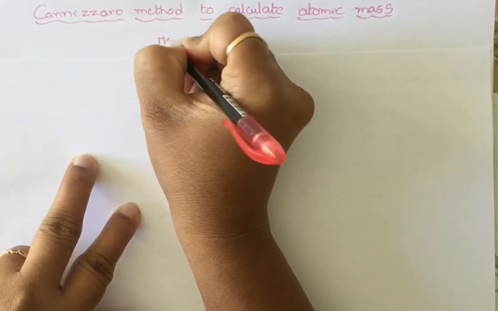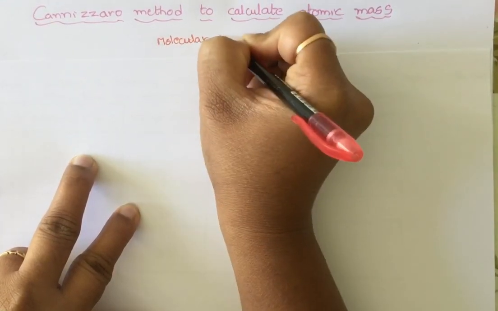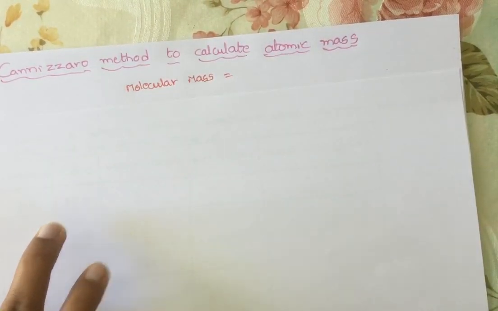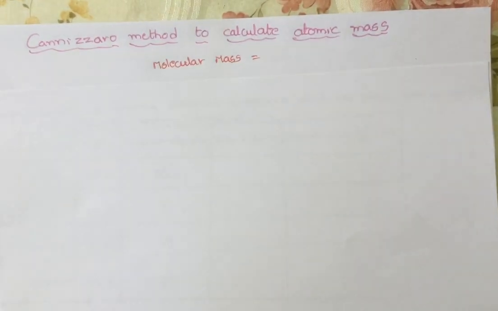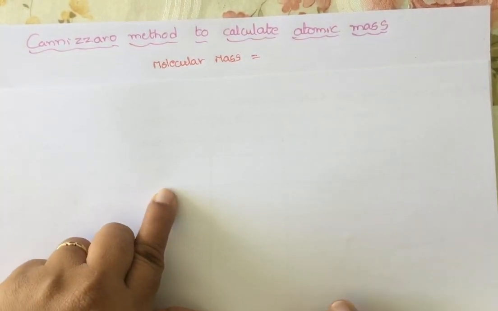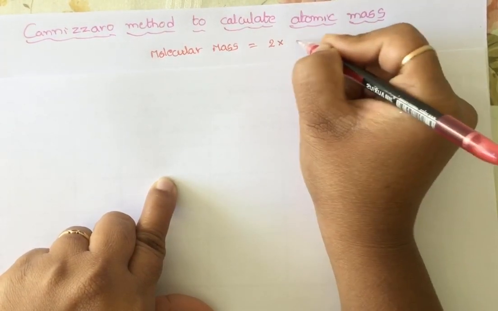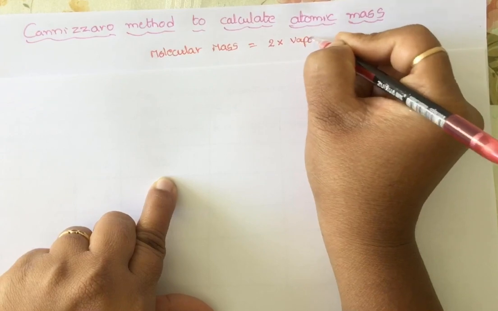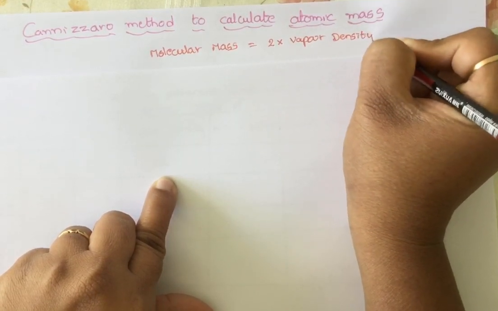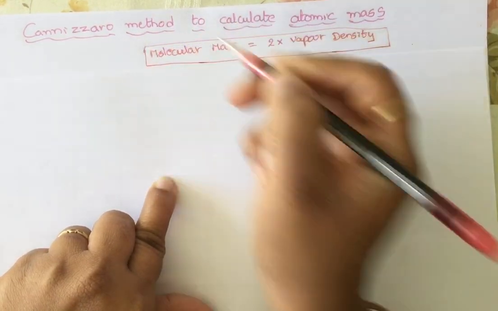Very simple formula they have given. According to Cannizzaro, molecular mass of a substance is equal to two multiplied by vapor density. This is the formula proposed by Cannizzaro to calculate atomic mass.